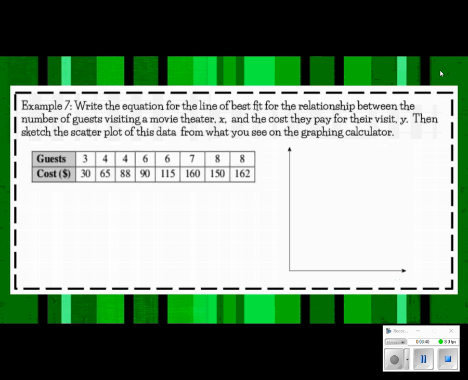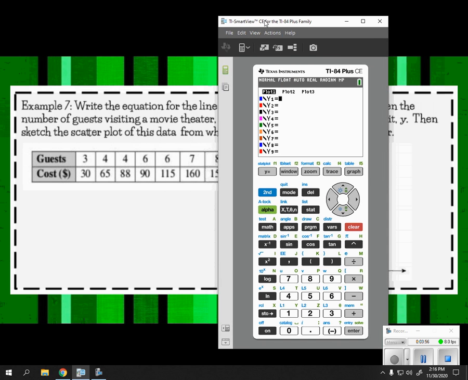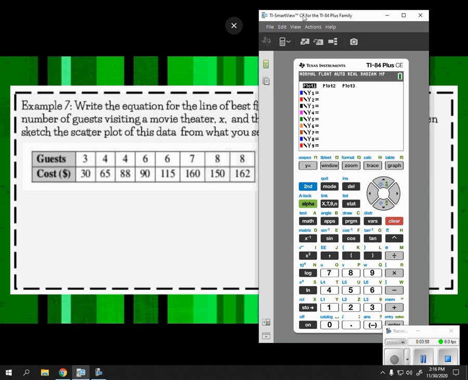Here's example 7. Write the equation of the line of best fit for the relationship between number of guests visiting a movie theater and the cost they pay for their visit. Then you're going to sketch a scatter plot. So nothing that we haven't done before, so we're practicing. Remember, that's the whole goal. Practice getting this stuff into the graphing calculator.